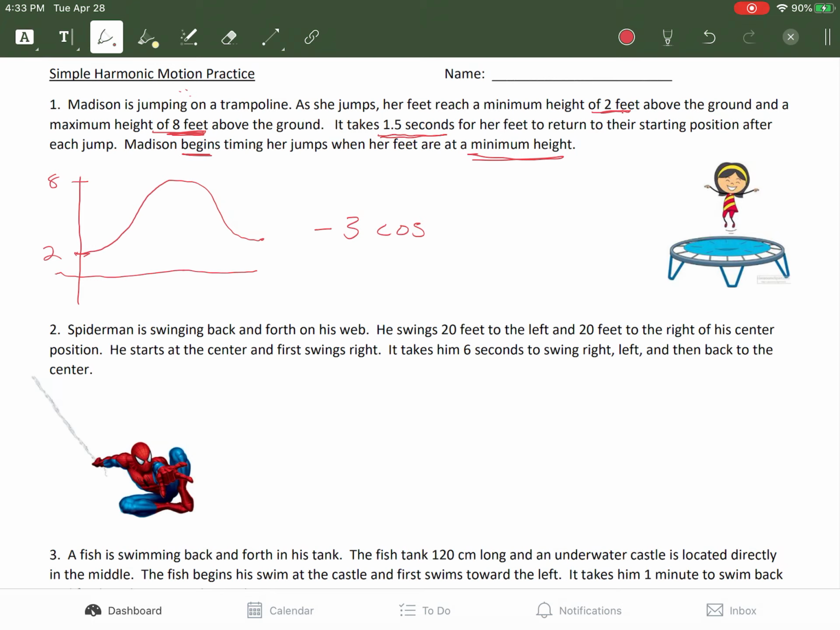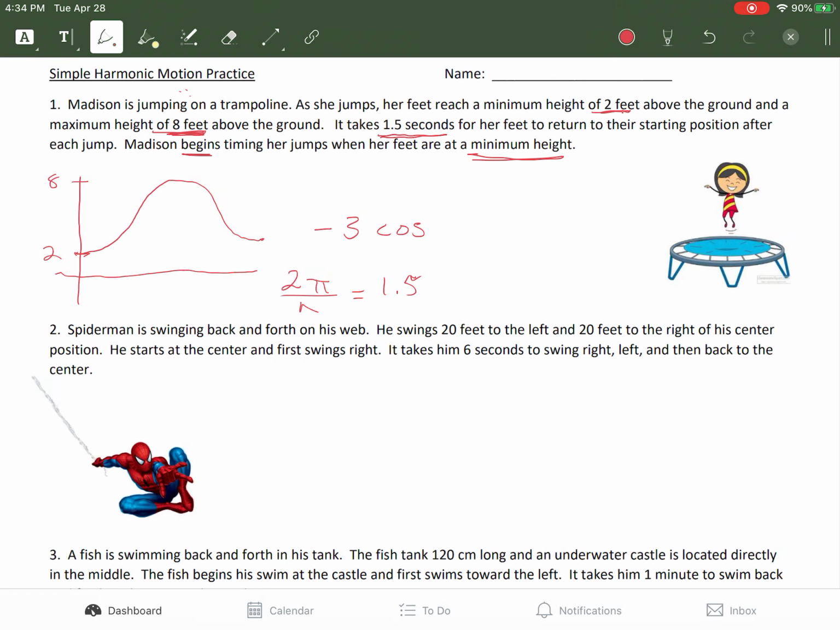All right, next, let's figure out what the period is. The period is 1.5 seconds, but the period for a normal cosine graph is 2 pi. So we're going to do 2 pi. This was shown to you in the notes yesterday. And then we're going to divide it by n, and it's going to equal our period, 1.5 seconds. So we have to solve this equation. We're going to multiply n to both sides and then divide 2 pi by 1.5.